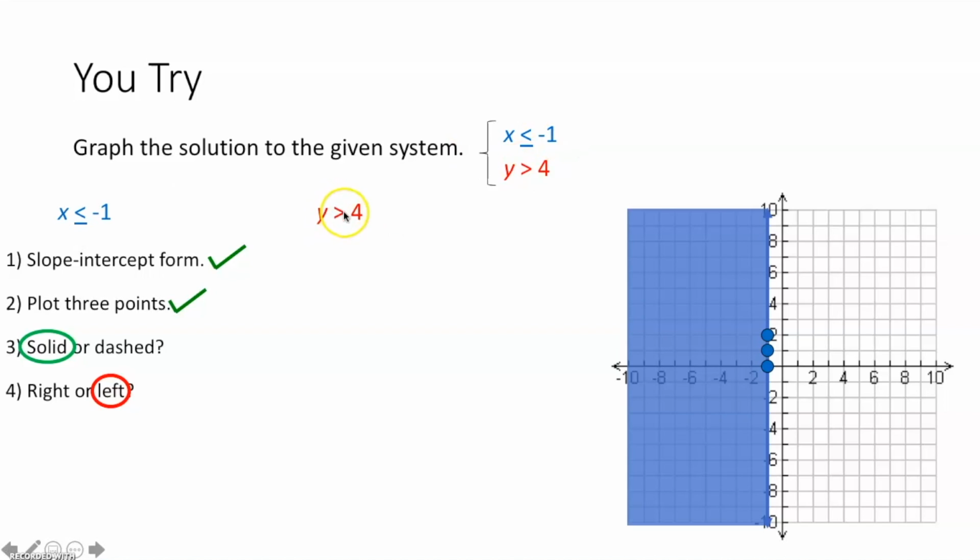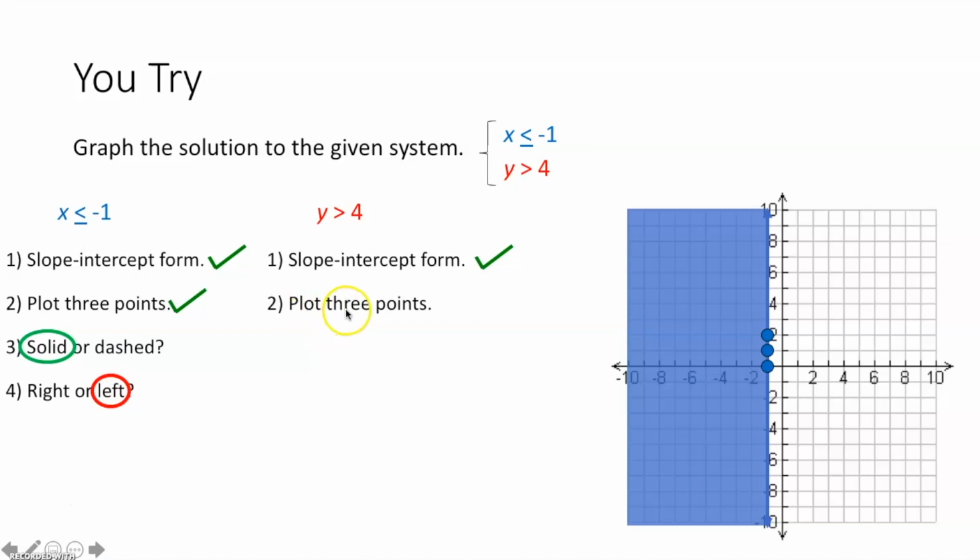Next, we have y is greater than 4. So again, since this was the equation of a vertical line, x equals a number, y equals a number is going to be the equation of a horizontal line. So is this in slope-intercept form? y equals mx plus b. Yeah, there's just no x, so we're in slope-intercept form.